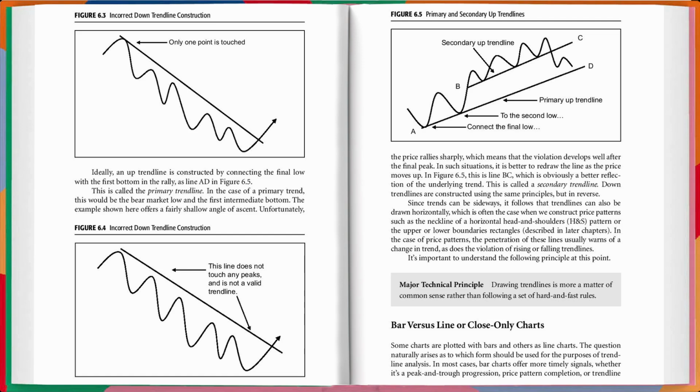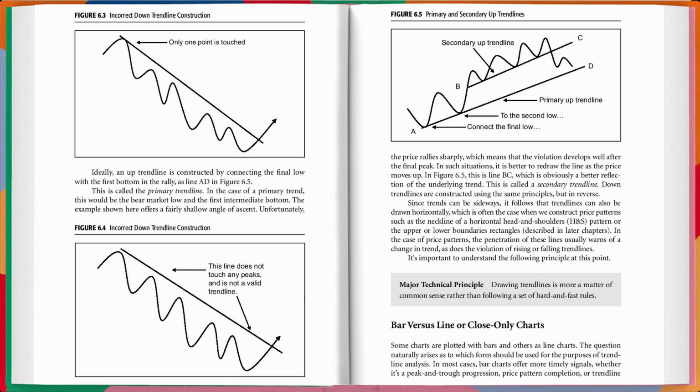In the case of a primary trend, this would be the bear market low and the first intermediate bottom. The example shown here offers a fairly shallow angle of ascent. Unfortunately, the price rallies sharply, which means that the violation develops well after the final peak. In such situations, it is better to redraw the line as the price moves up. In Figure 6.5, this is line BC, which is obviously a better reflection of the underlying trend. This is called a secondary trend line.